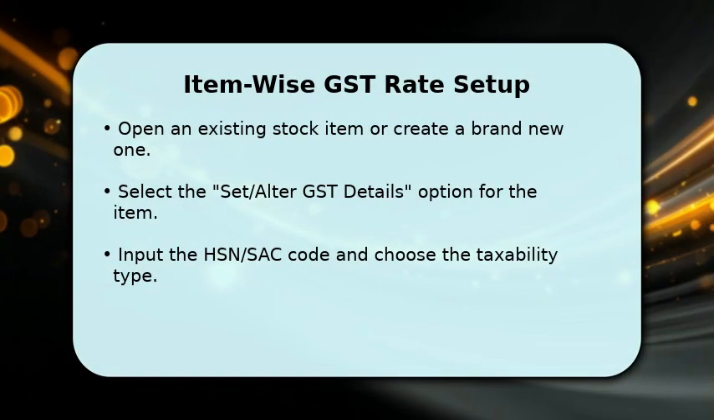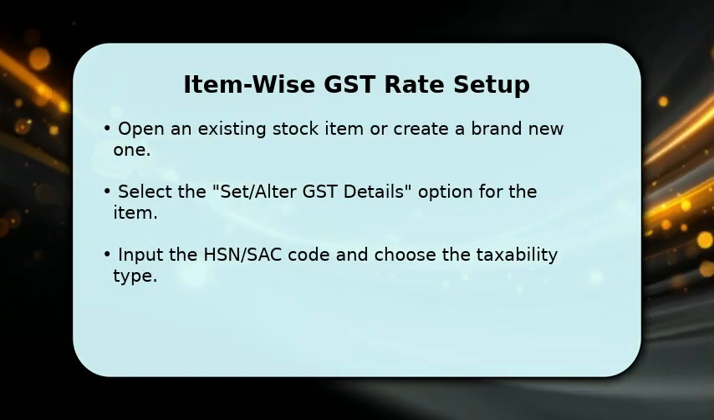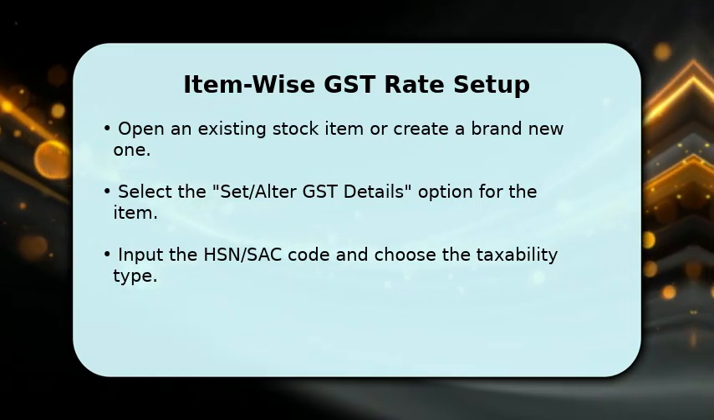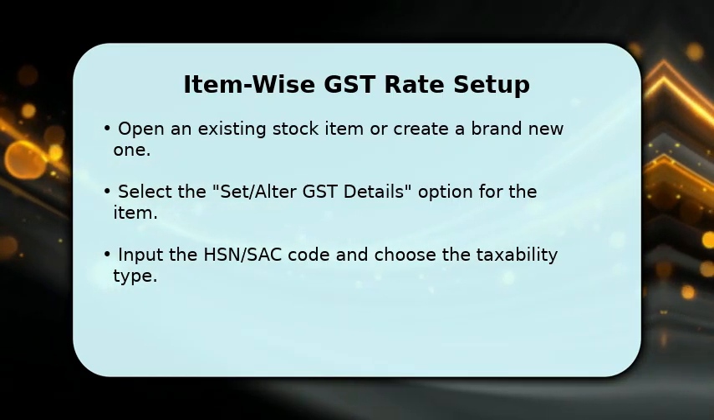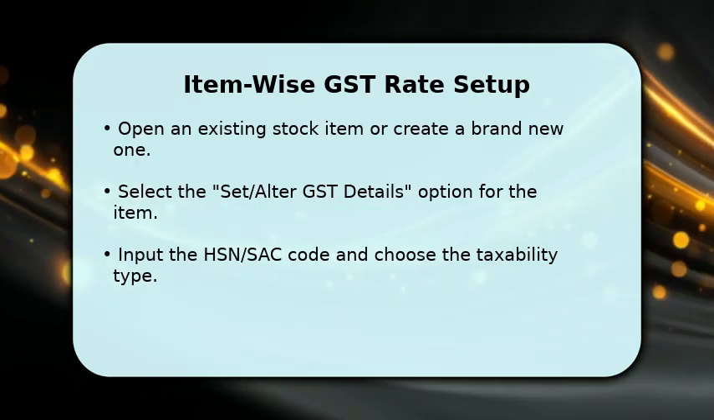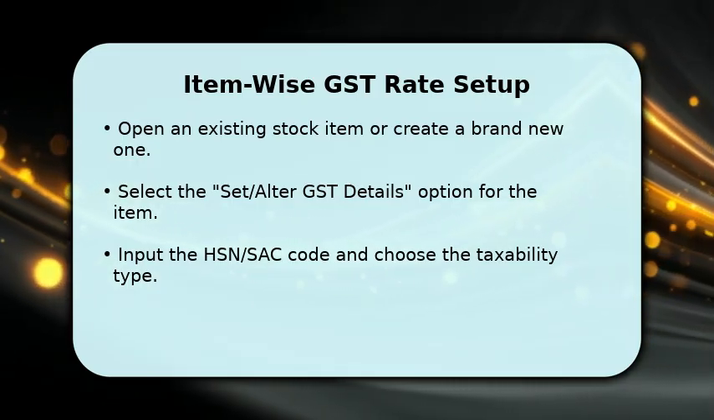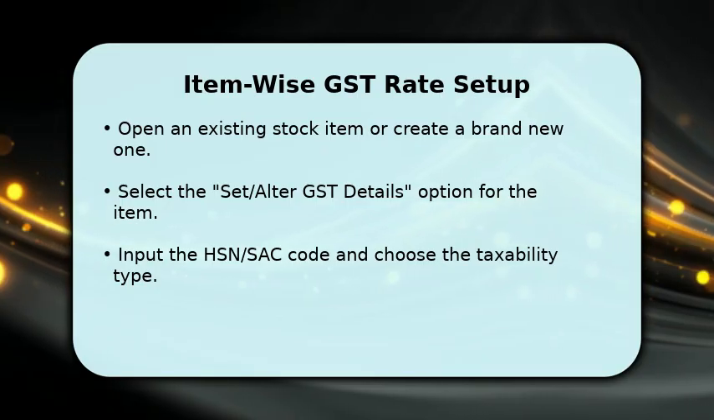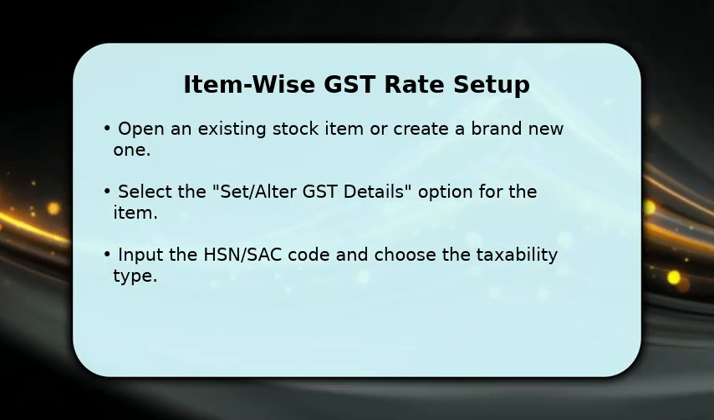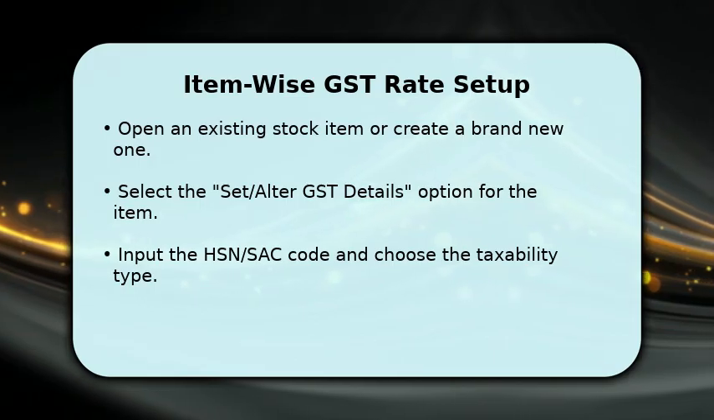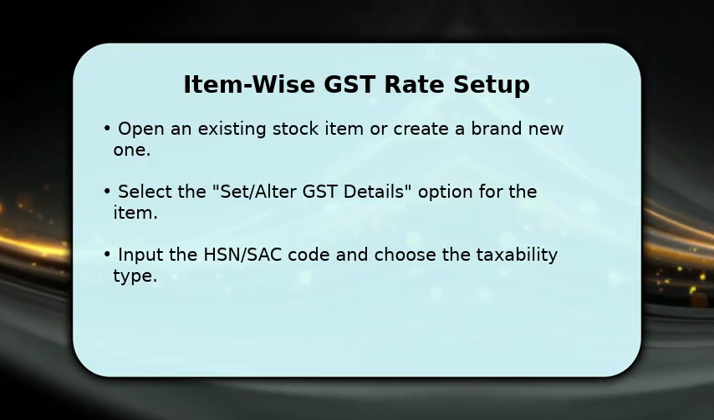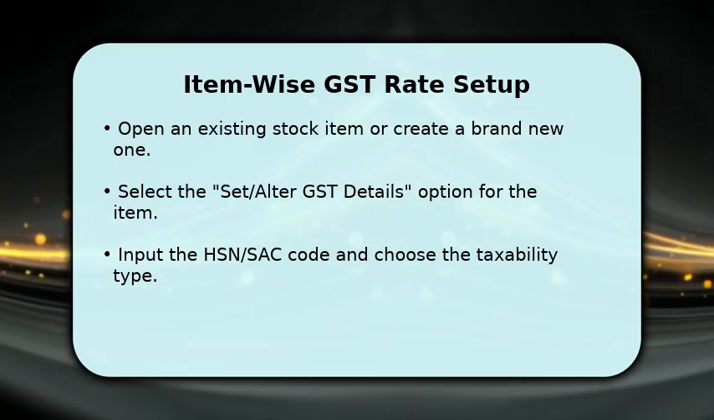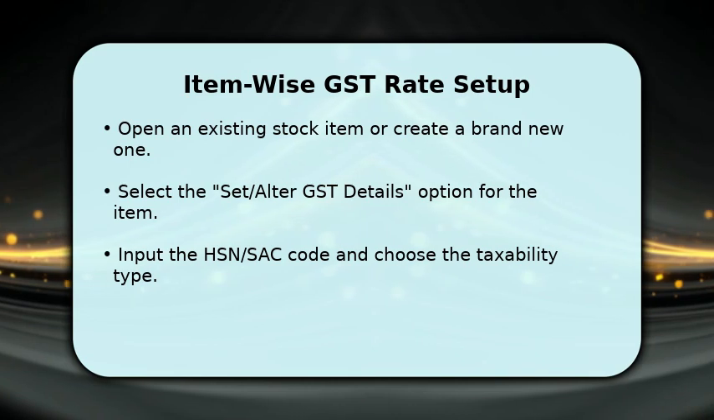Next, let's configure GST rates for individual stock items. When creating or altering a stock item, access the Set/Alter GST Details option. Here, you will enter the relevant HSN or SAC code, which is crucial for classification. Then, specify the taxability type and input the integrated tax rate. Tally Prime will automatically calculate and display the corresponding central and state tax components, ensuring precise item-level taxation.